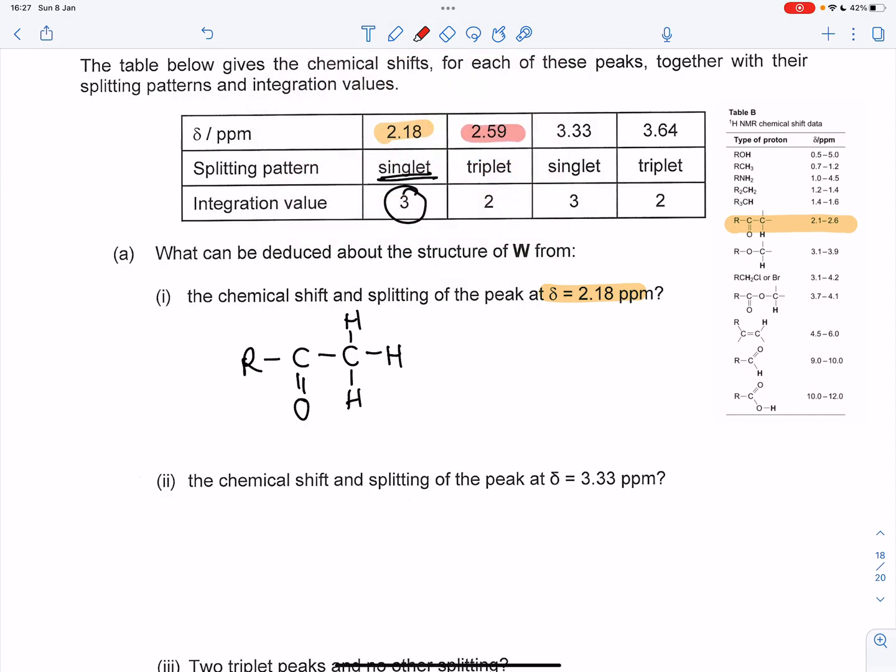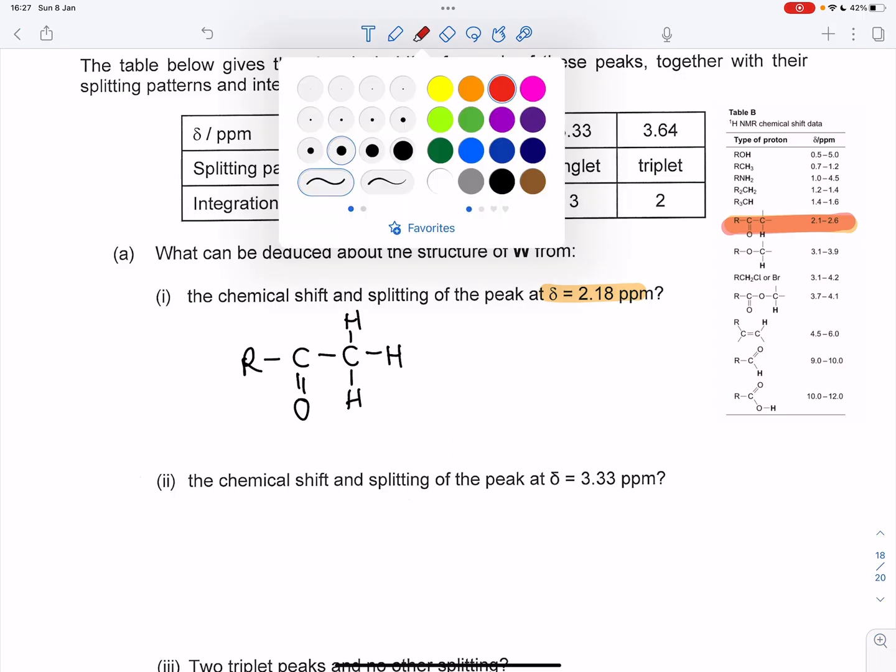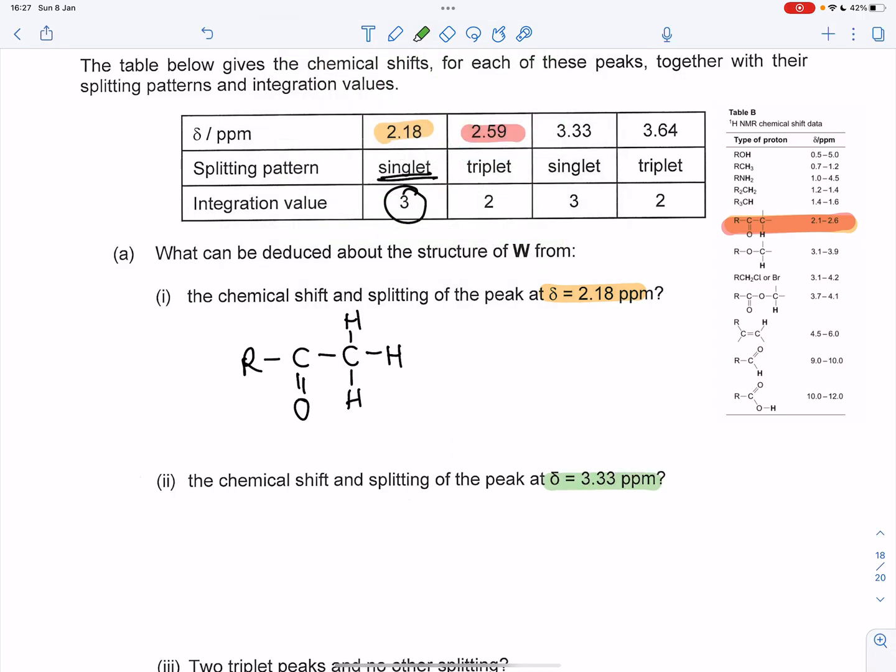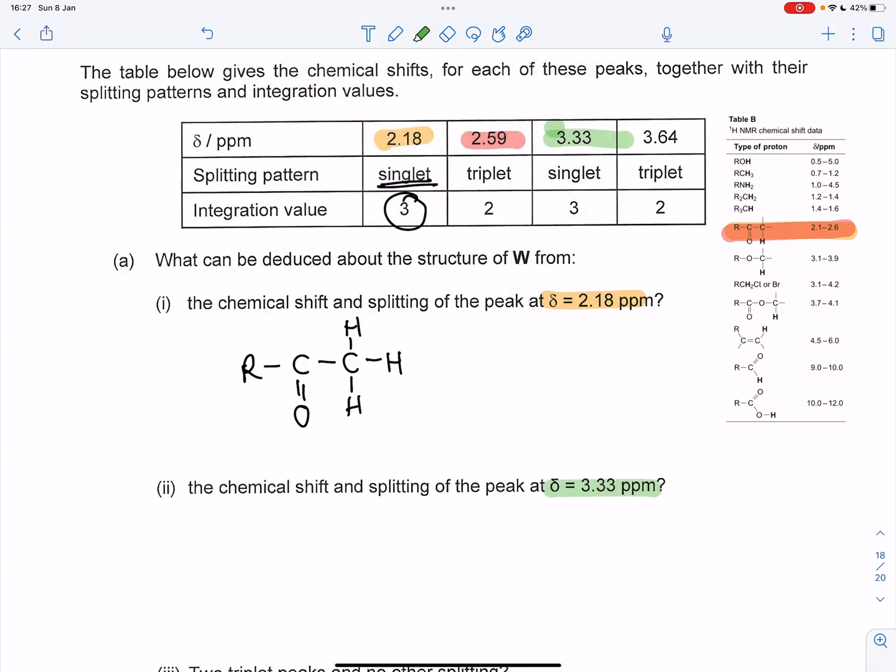2.59. It's probably still of this type. Oops, sorry, we're not actually moving on to that one, are we? The question asks us to go on to 3.3, and it says the chemical shift and the splitting. So let's find 3.3. That's probably this type because we know we don't have a Cl or a Br.